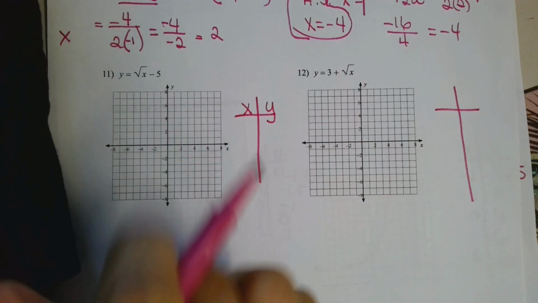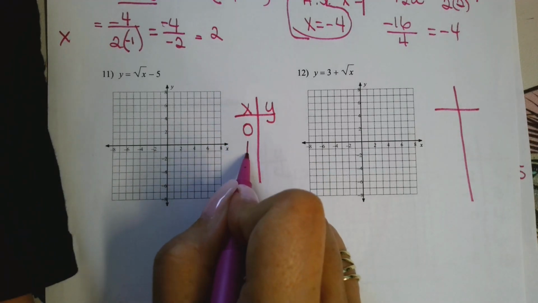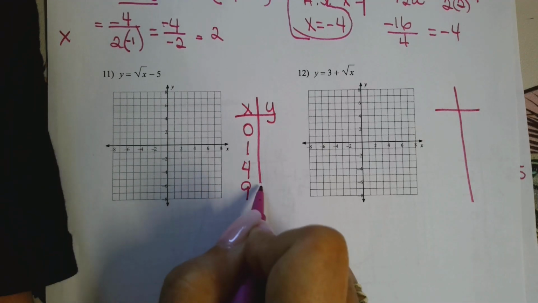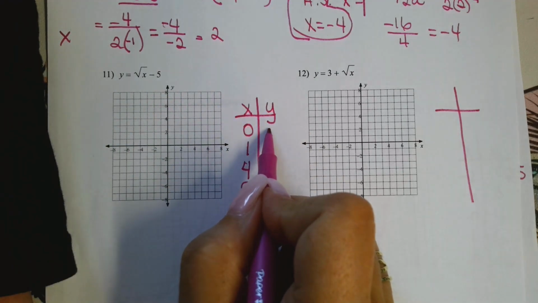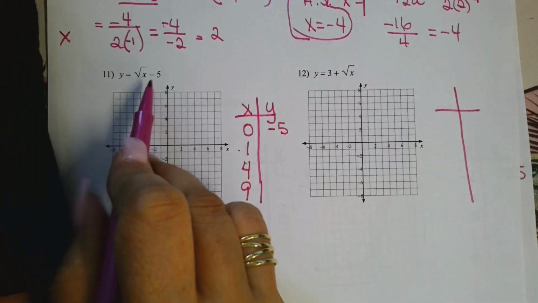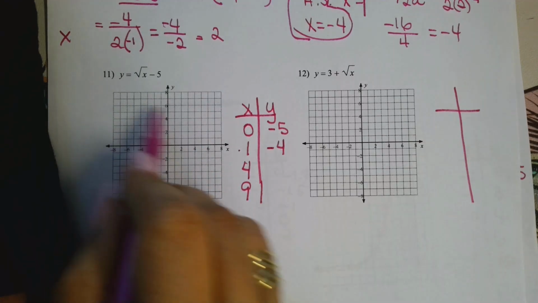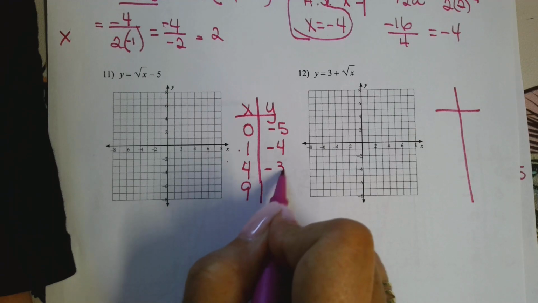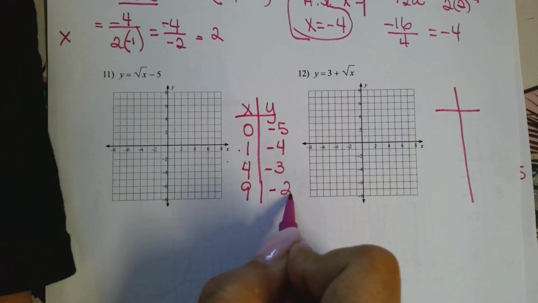Let's pick some nice square roots. So again, 0 is the smallest one we can have. 1 is a nice one, 4 is a nice one, and 9 is a nice one. So if I plug in a 0, the square root of 0 is 0. 0 minus 5 is negative 5. Plug in a 1. Square root of 1 is 1. 1 minus 5 is negative 4. Plug in a 4. Square root of 4 is 2. 2 minus 5 is negative 3. Plug in a 9. Square root of 9 is 3. 3 minus 5 is negative 2.